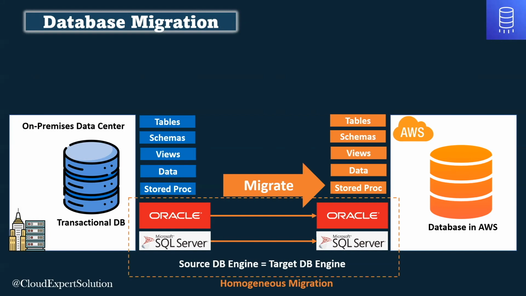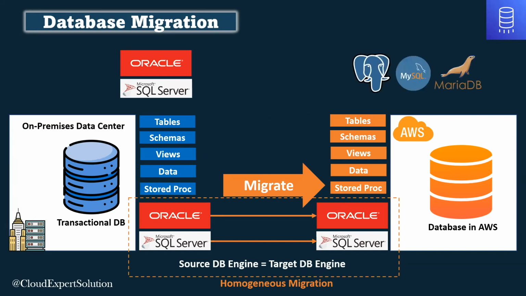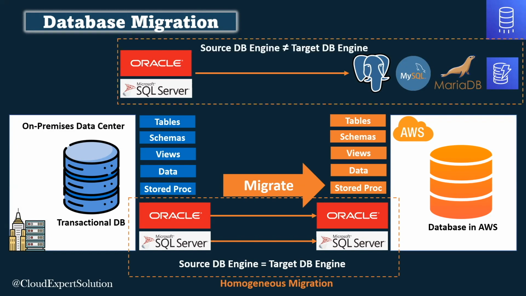But as I was mentioning, you will have some use cases where you will have Oracle or SQL Server in your on-premise data center, and your organization wants to go to open source databases like PostgreSQL, MySQL, MariaDB, or maybe from a relational database to a non-relational database like DynamoDB. In this case, your source database engine and target database engine are not the same, and this type of migration is called heterogeneous migration.